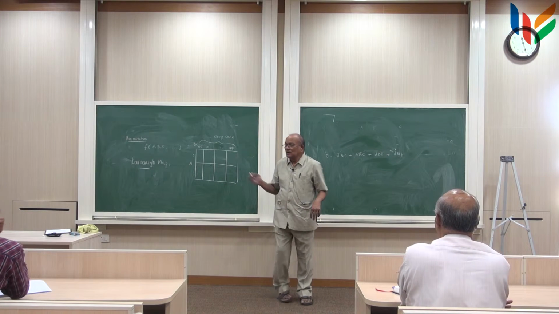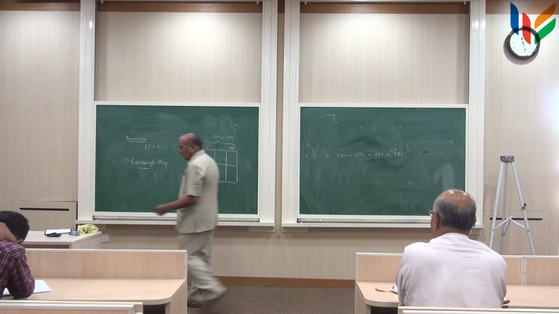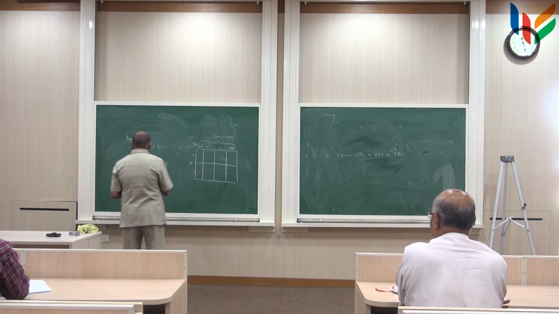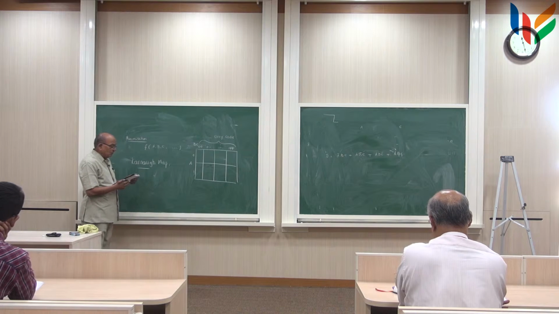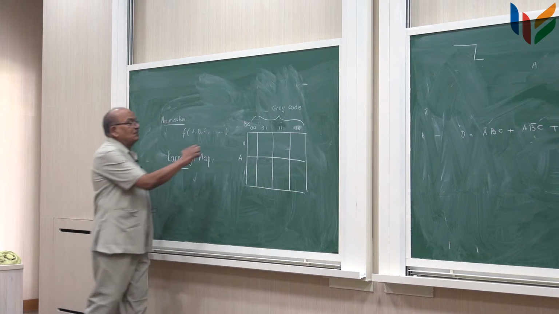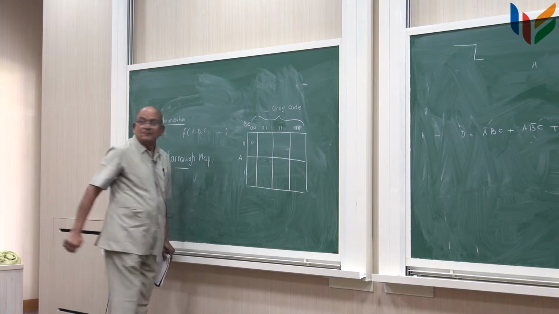Look at your truth table. It is easy to see the truth table for this. The truth table was 0, 0, 0. Look up your notes: 0, 0, 0 corresponds to 0.